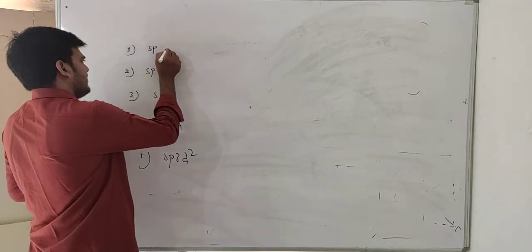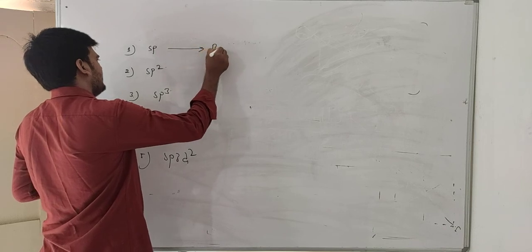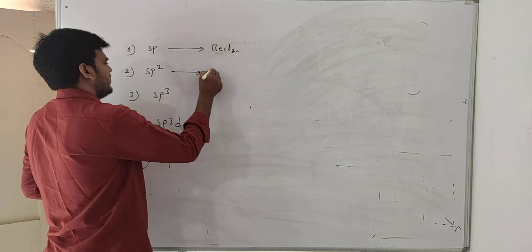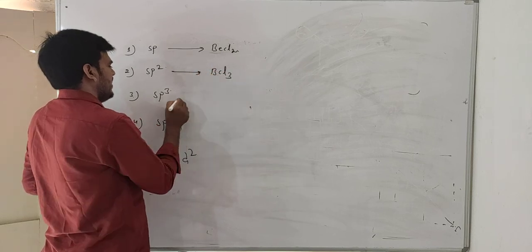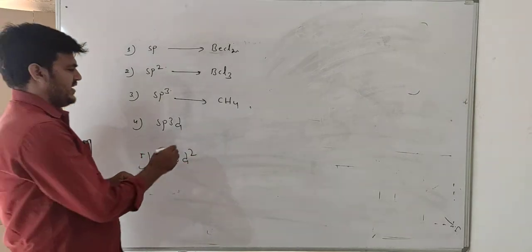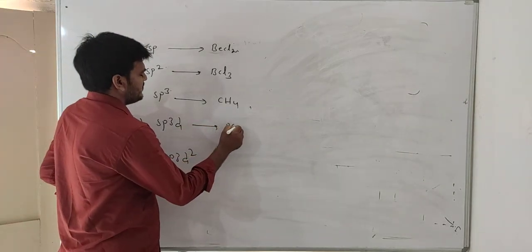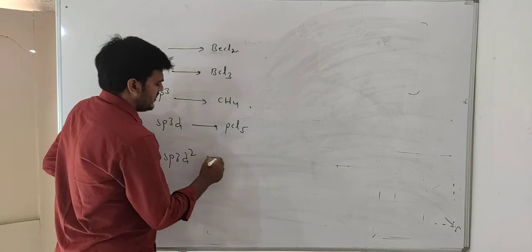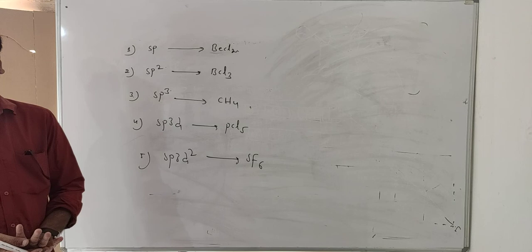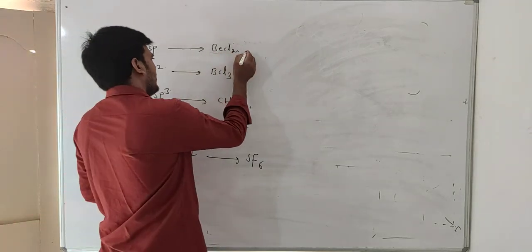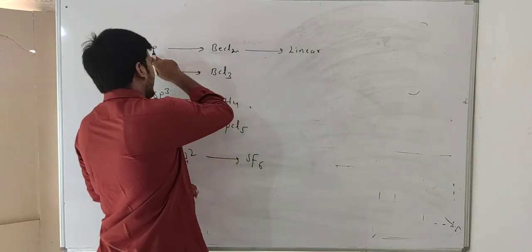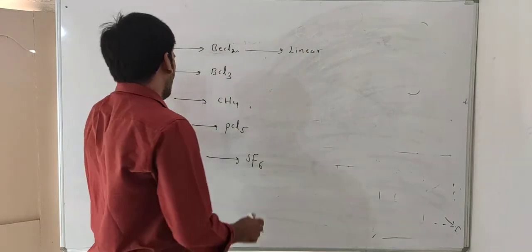The best example of sp hybridization is beryllium chloride, BeCl2. For sp2, the best example is BCl3 or BF3. For sp3, the best example is methane, CH4. For sp3d, the best example is PCl5. Next sp3d2, SF6, sulfur hexafluoride. And in beryllium chloride, the shape of the molecule is linear.